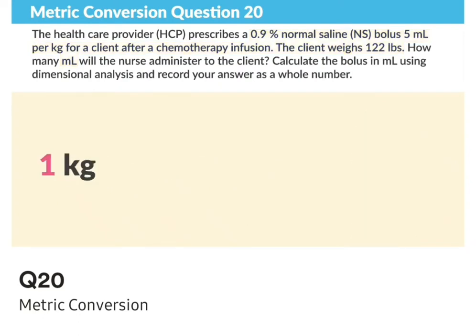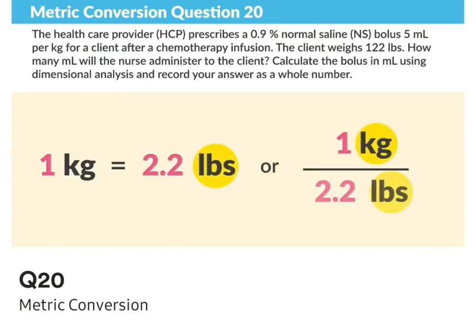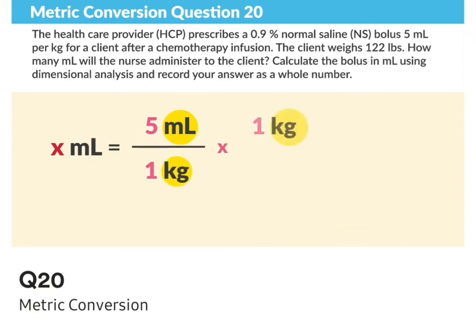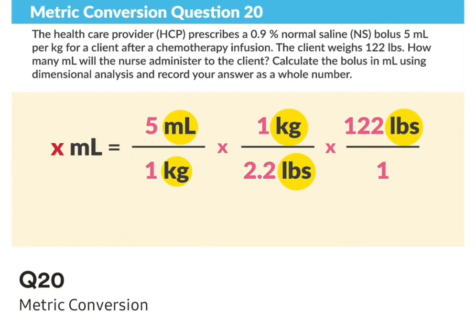So first things first, set up what you know. We know that 1 kilogram equals 2.2 pounds. So 1 kilogram over 2.2. Then set up the formula. What are you calculating for? Well, we're calculating for x milliliters, right? So x mLs equals 5 mLs over 1 kilogram times 1 kilogram on top and 2.2 pounds on the bottom. Then simply plug in the client's weight, 122 pounds.